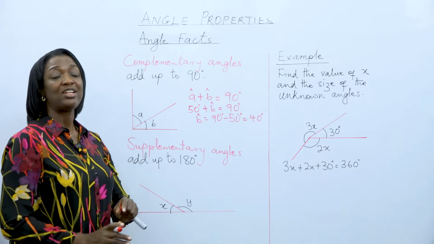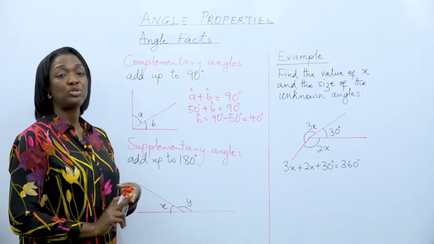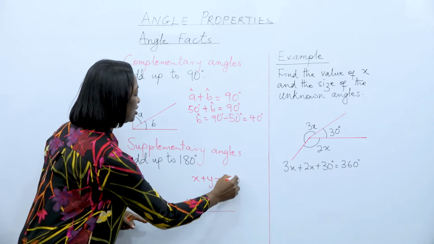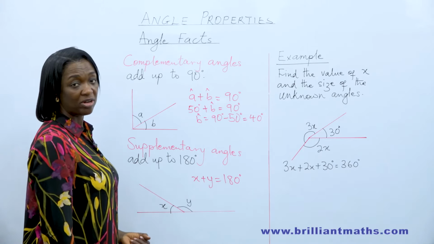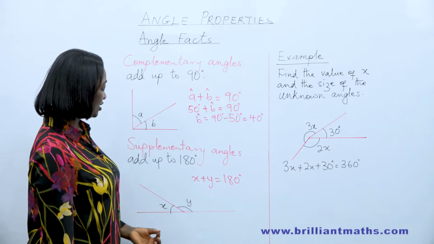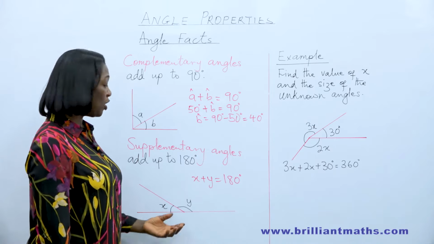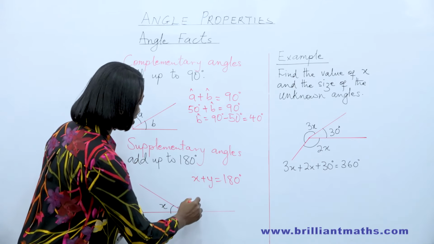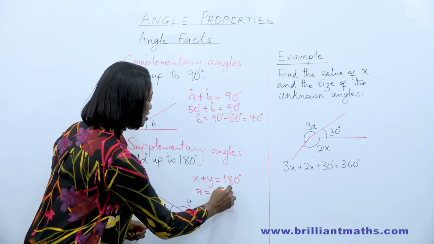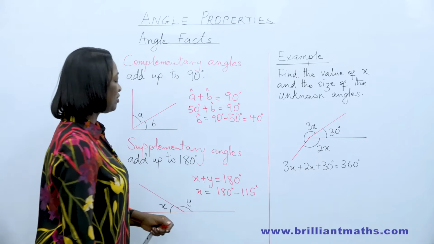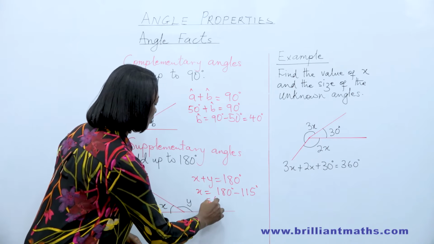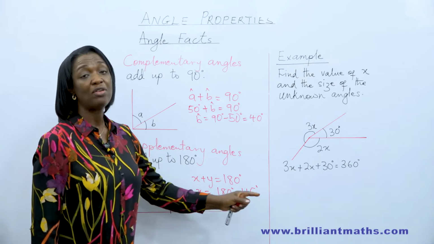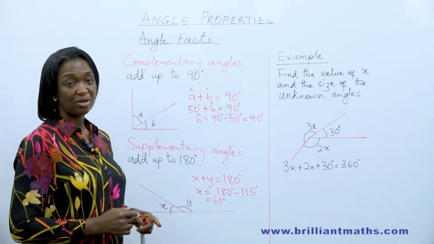Supplementary angles add up to 180 degrees. So two angles are said to be supplementary if the two angles add up to 180. So here we have that x plus y is equal to 180 degrees. X and y are supplementary. Find x if y is 115 degrees. So you know that x plus y will give you 180, and y is equal to 115 degrees. So x will be equal to 180 degrees minus 115 degrees, and that will be 65 degrees. So angle 65 degrees and angle 115 degrees are supplementary angles.